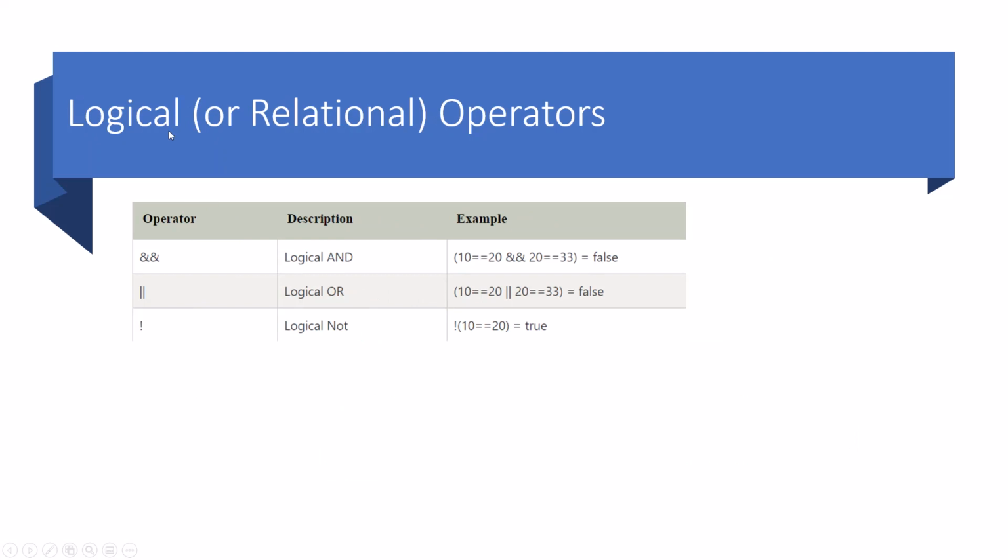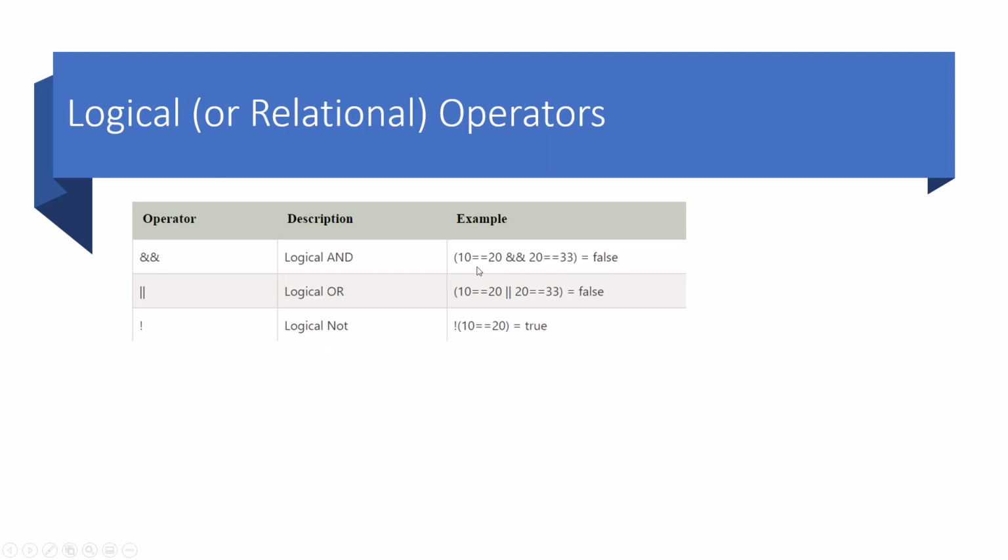Next is logical or relational operators. So there are three logical operators: and, or, and not. If we are checking two different operands, or two different conditions are there, and we are checking if the first one and the second one are true, then the answer is true.